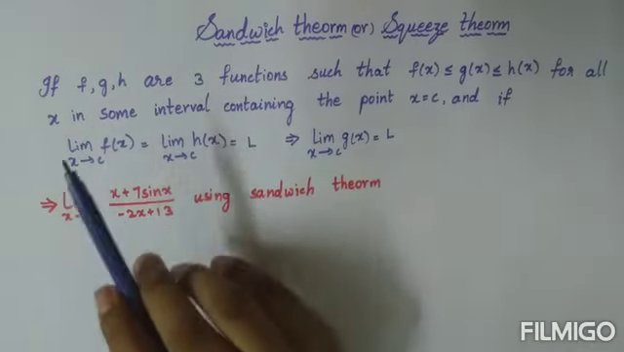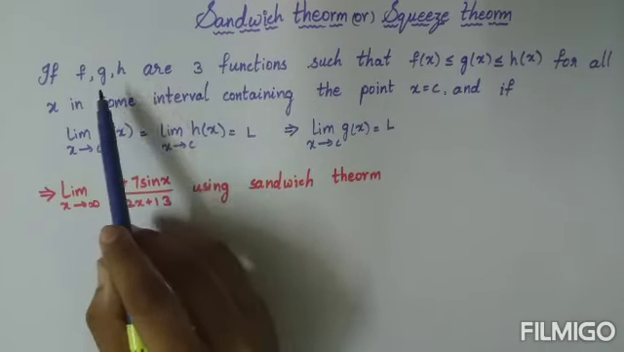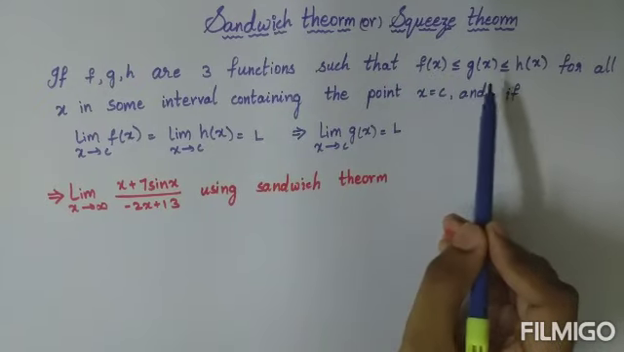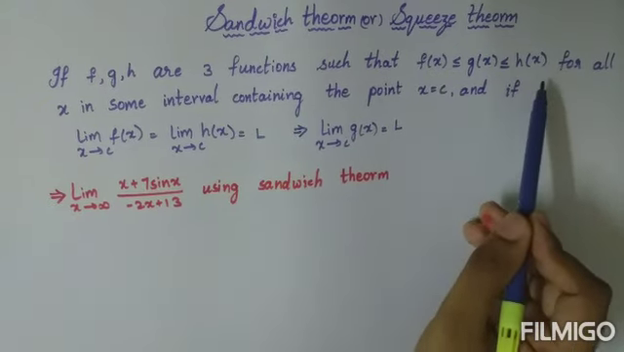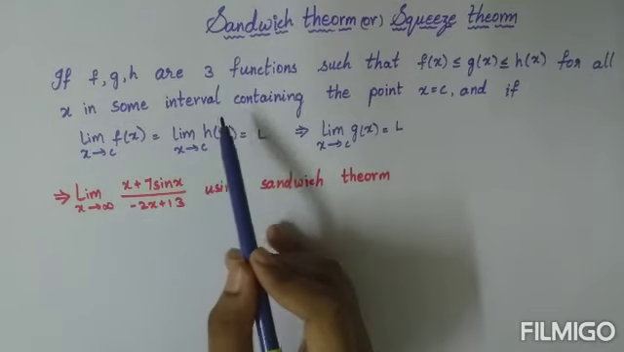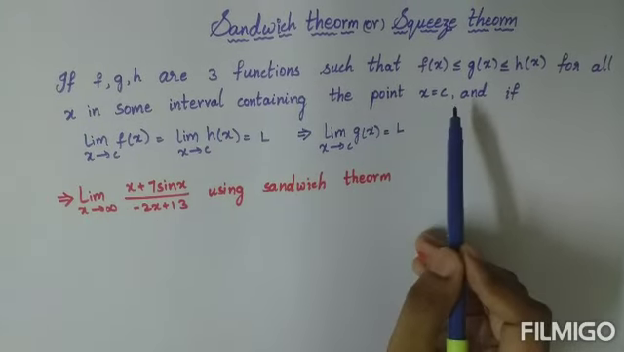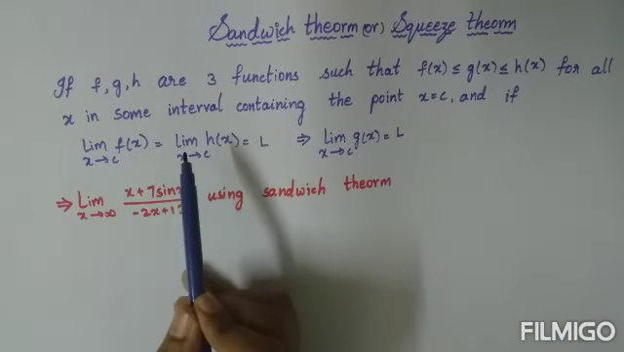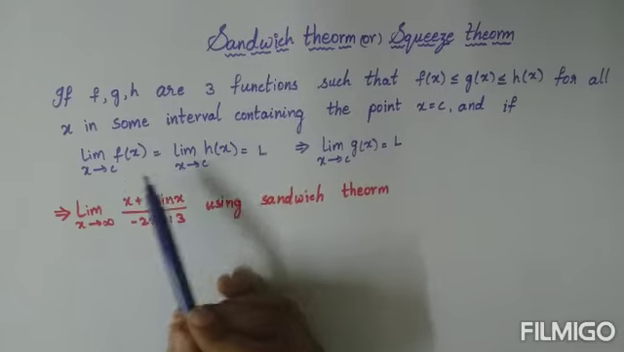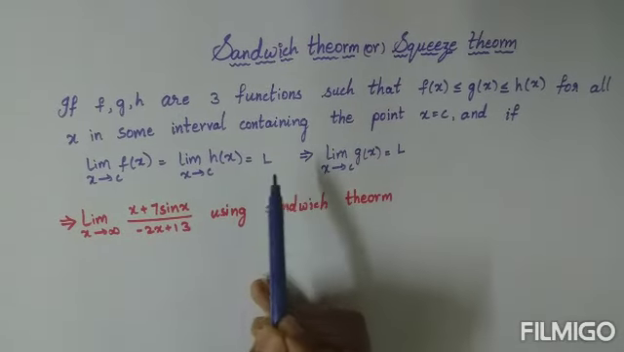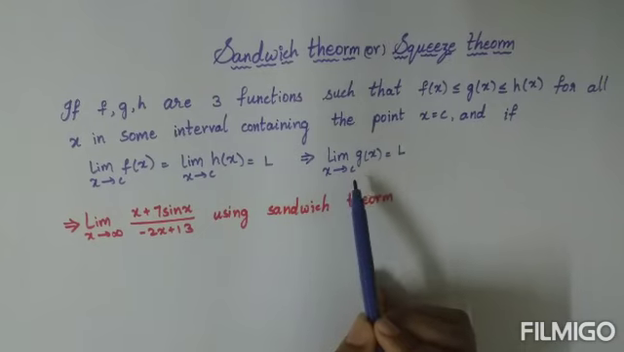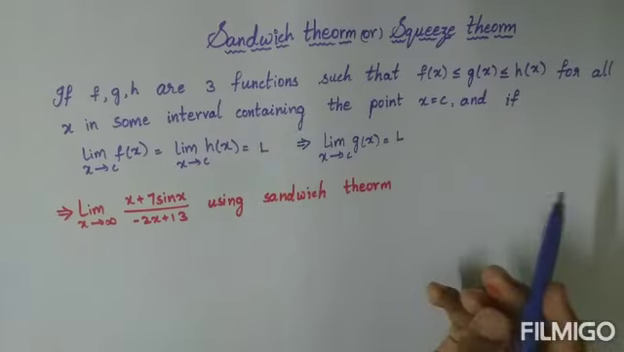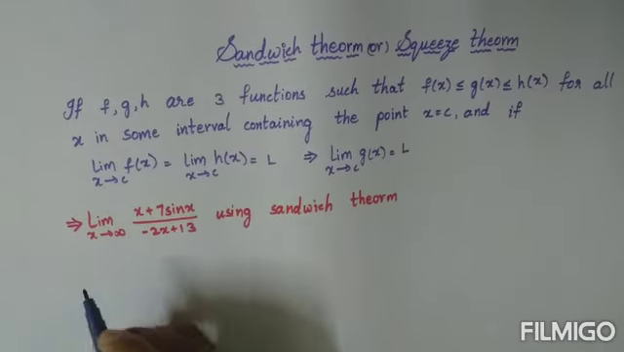theorem. According to this theorem, if f, g and h are any three functions such that f of x is less than or equal to g of x, which is less than or equal to h of x, for all x in some interval containing the point x equal to c, and if limit x tends to c f of x is equal to limit x tends to c h of x, which let us assume as L, then limit x tends to c g of x must be equal to L. So let us see a problem based on this theorem.